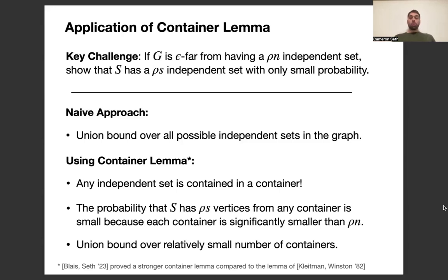So this was the main approach used in the prior work, but I'll note that they didn't actually use this original lemma by Kleitman and Winston. In order to get the tight bounds, they had to prove a stronger container lemma, which I won't go into the details of. But this is, at a high level, the approach.